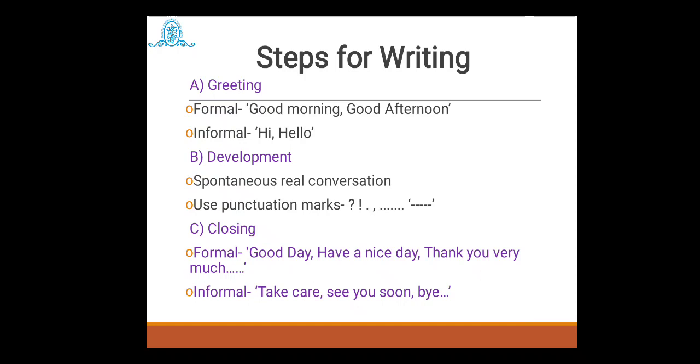While you are going to close dialogues, in case of formal, you can say good day, have a nice day, thank you very much. And in case of informal, you can go for using take care, see you soon, bye. So every dialogue should have a beginning, and should have a proper ending. So avoid abrupt beginning of dialogue writing.